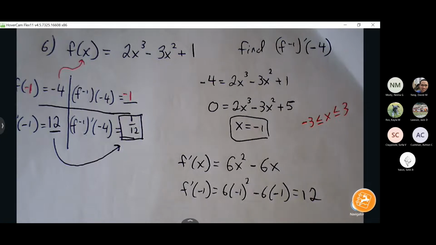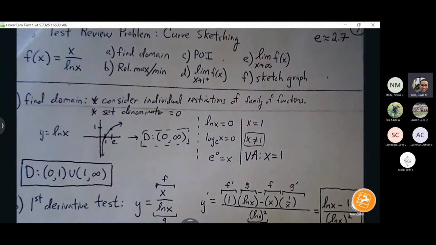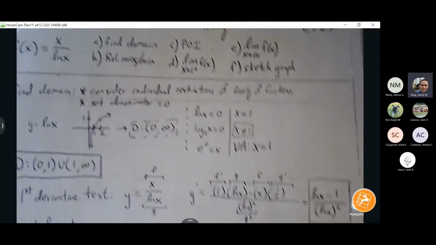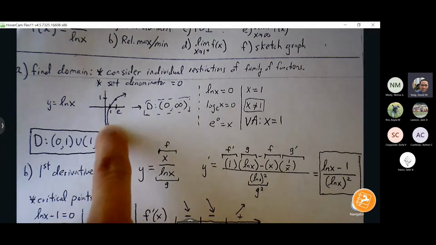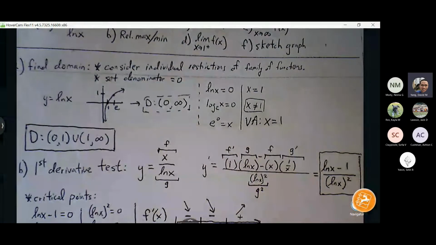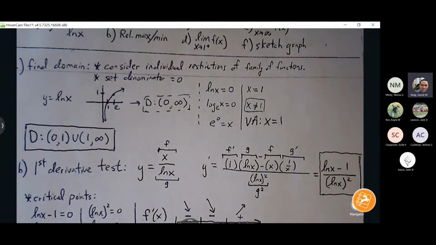Okay. For curve sketching, I think page 7 is really a good one to look through. So look at that one. Make sure you also memorize what your natural log graph looks like, right? If you have your natural log graph memorized, you can get all sorts of information without needing a calculator.